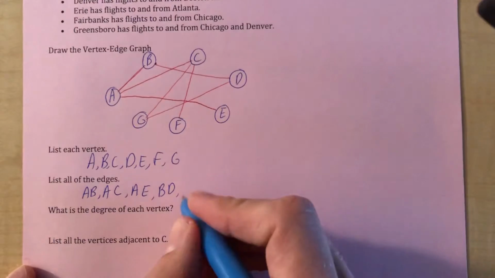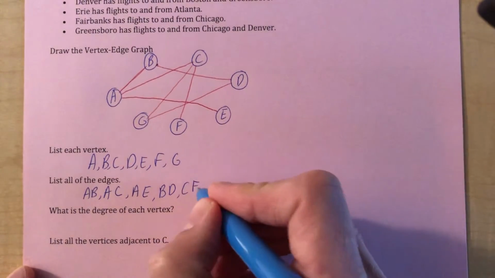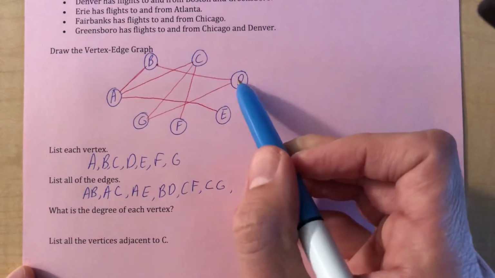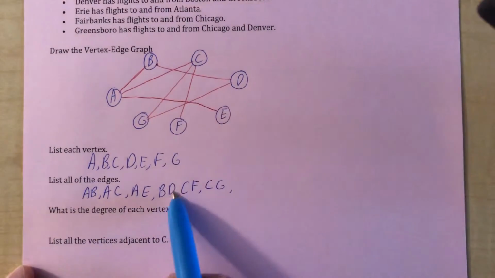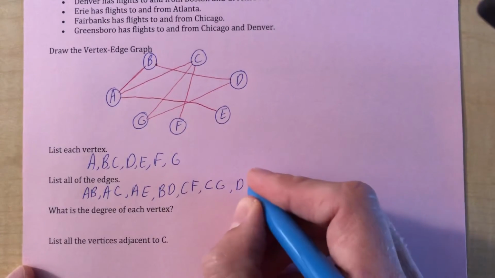All right, let's go to Chicago. Chicago to Atlanta has been taken care of, but Chicago to Fairbanks, Chicago to Greensboro. All right, we'll go to Denver. D to B is good. See, we have it, not in the same order, but D to G has not been talked about yet.